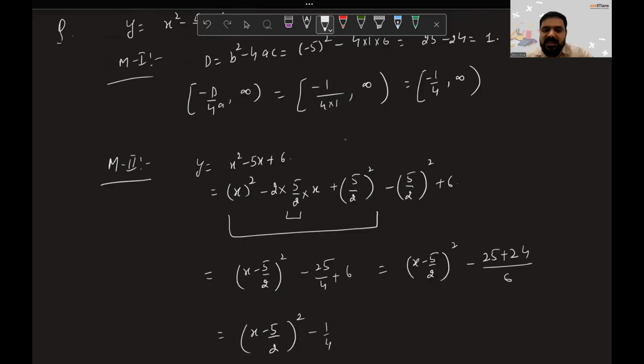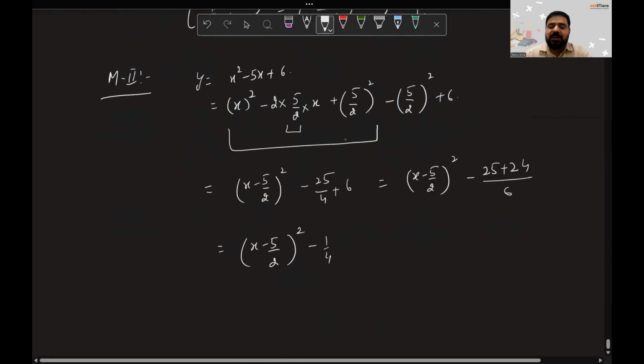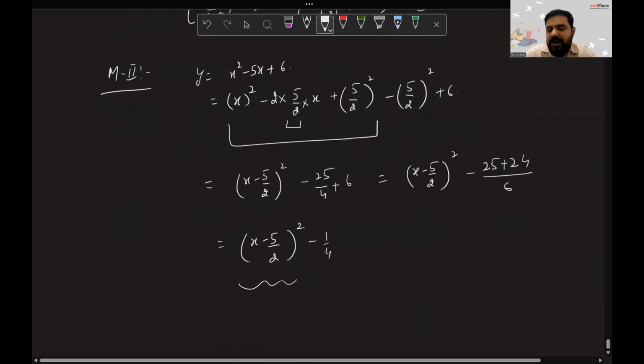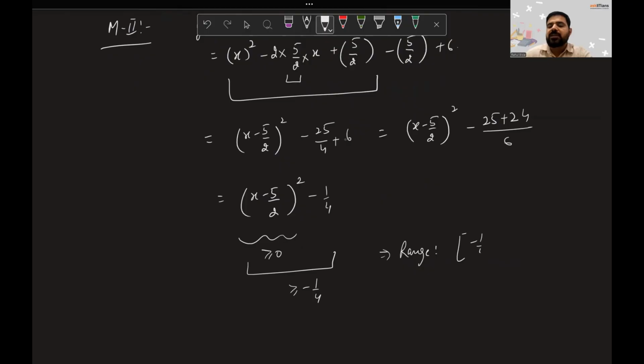Right? So you can see this method is slightly lengthy. That's why now you'll be admiring minus d by 4a. Yeah, definitely we can use minus d by 4a. So this quantity, the square of any real expression, has to be always greater than or equal to 0. So this whole quantity will be greater than or equal to minus 1 by 4. And what's the range we are getting from here? The range we are getting is minus 1 by 4 closed to infinity. In this case, this is how we'll be finding the range.